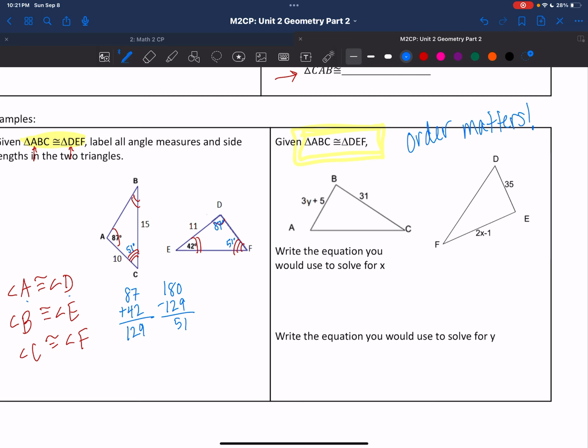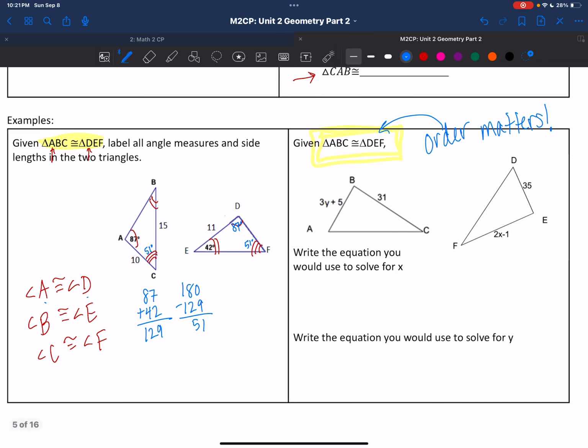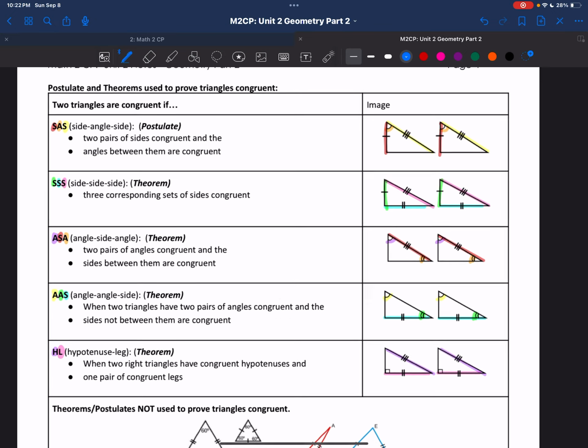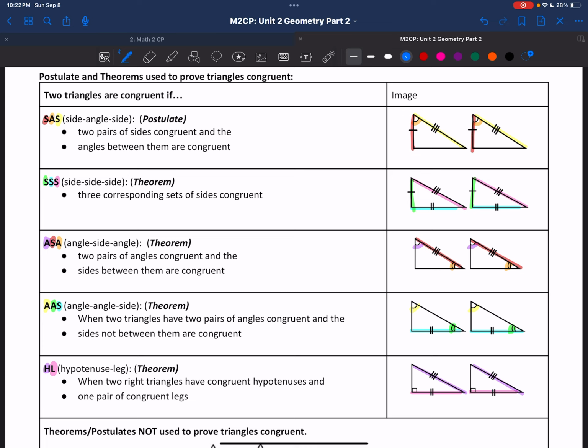And you're going to go ahead and complete this to the best of your ability. All right, let's go ahead and check out some postulates and theorems. So make sure you pause this, get your colors, and then it's a lot of memorization and understanding what makes sense.